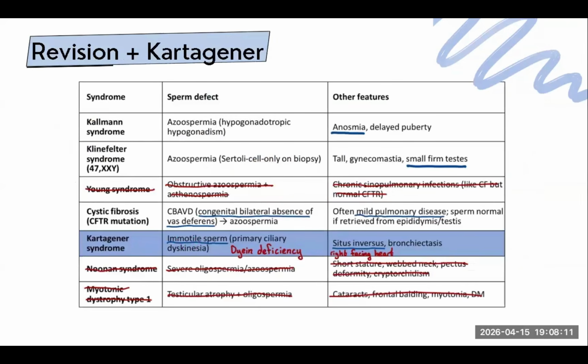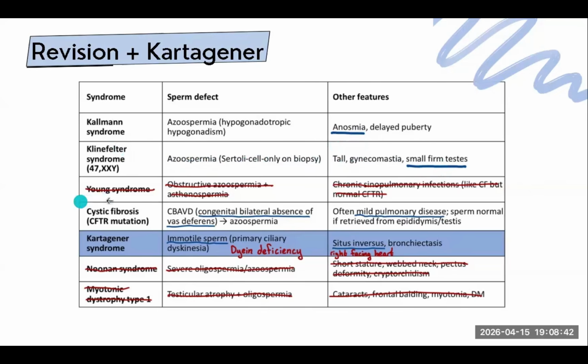Now, this is a revision table. We already mentioned Kallmann syndrome, and the defect would lead to azoospermia. Something you should note with Kallmann syndrome is anosmia. Very, very high yield anosmia. The moment you see anosmia, immediately choose Kallmann syndrome. Then you have Klinefelter syndrome. A keyword with Klinefelter syndrome is small, firm testes because the testes have been fibrosed.